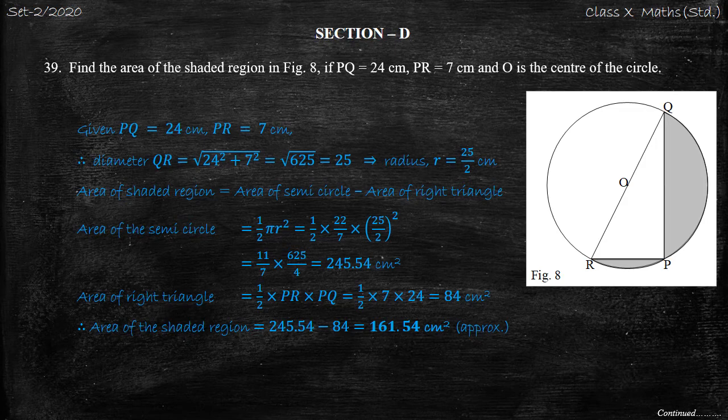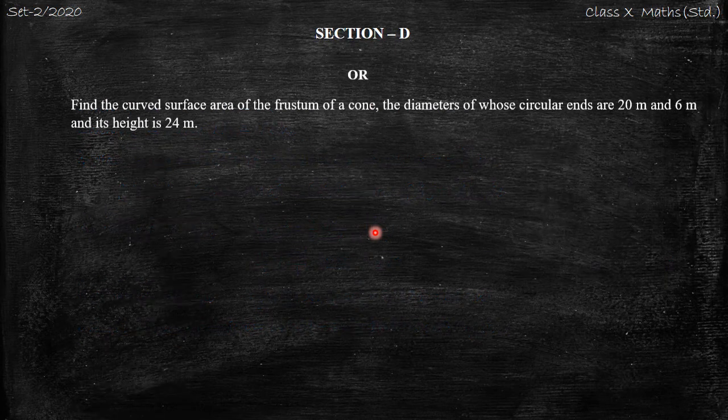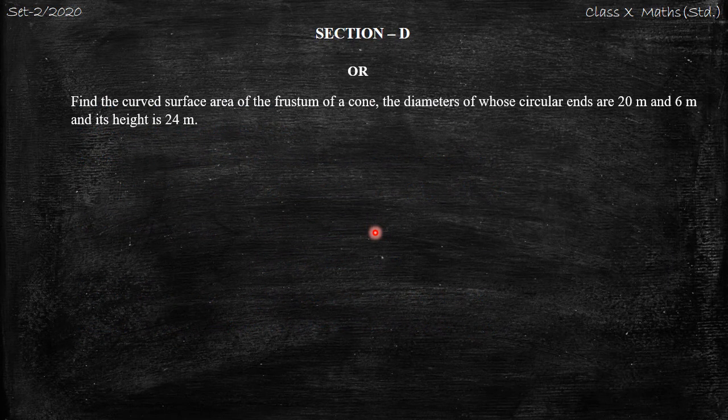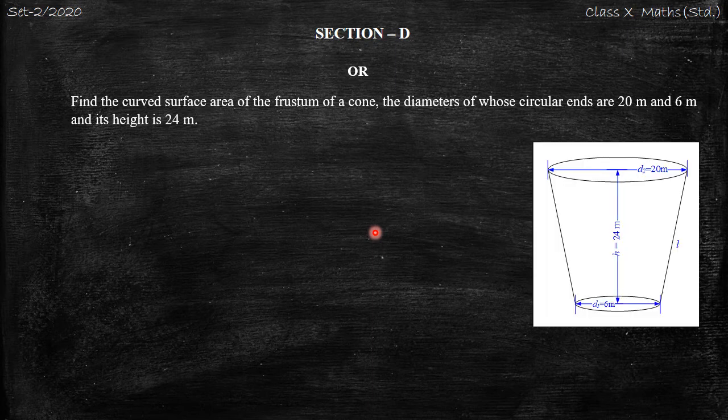Okay, so there is a choice question also, the next slide. This is a choice question similar to the previous one. You need to find the curved surface area of the frustum of a cone, whose diameters are given. Let me draw the diagram to illustrate the question. Here you can see the upper diameter is 20 meter, lower diameter is 6 meter, and the height is 24.